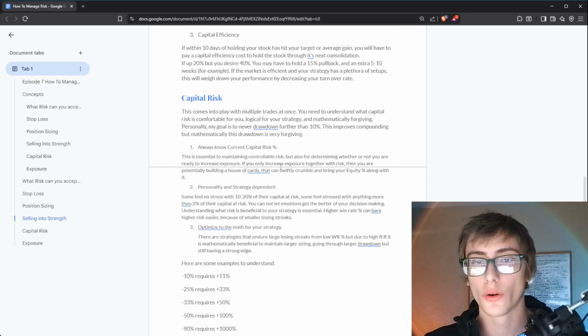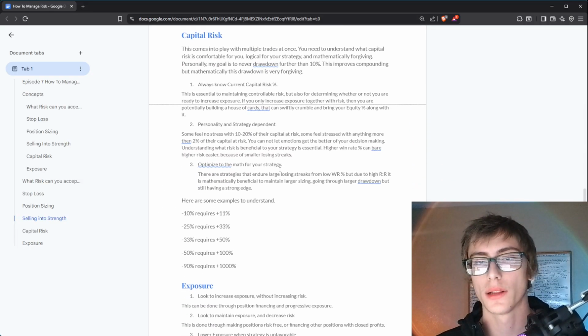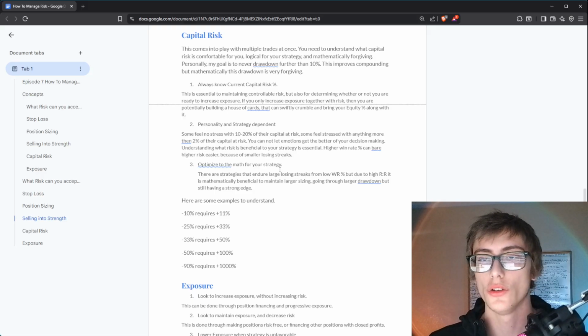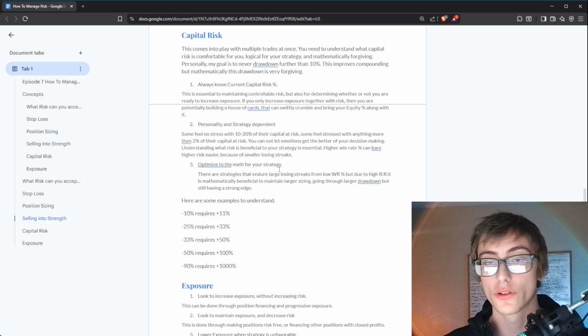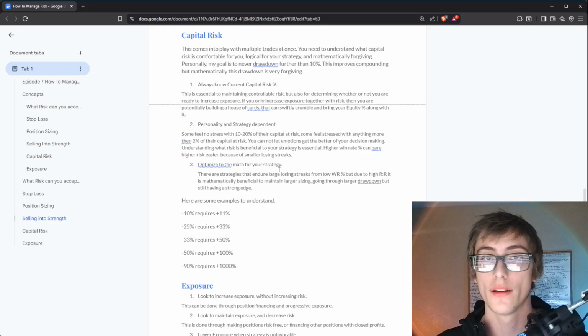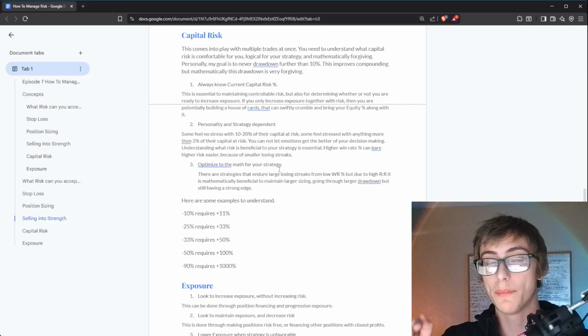So going into capital risk, this comes into play with multiple trades at once. You need to understand what capital risk is comfortable for you, logical for your strategy, and mathematically forgiving. Personally, my goal is to never draw down further than 10% from my equity peak to the bottom of my drawdown.